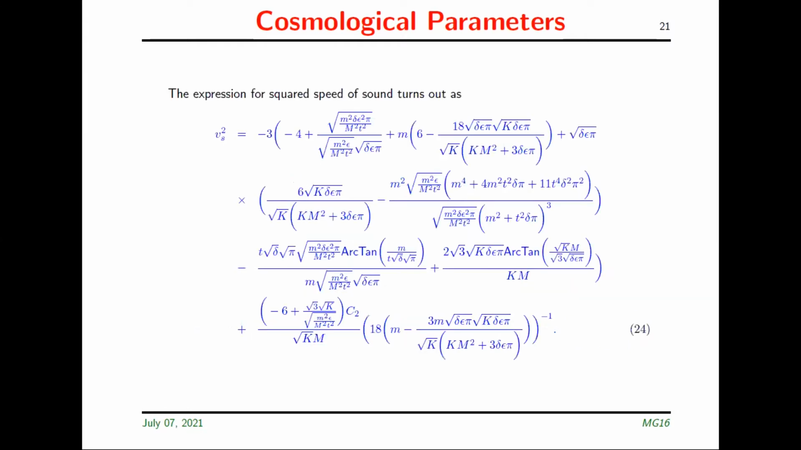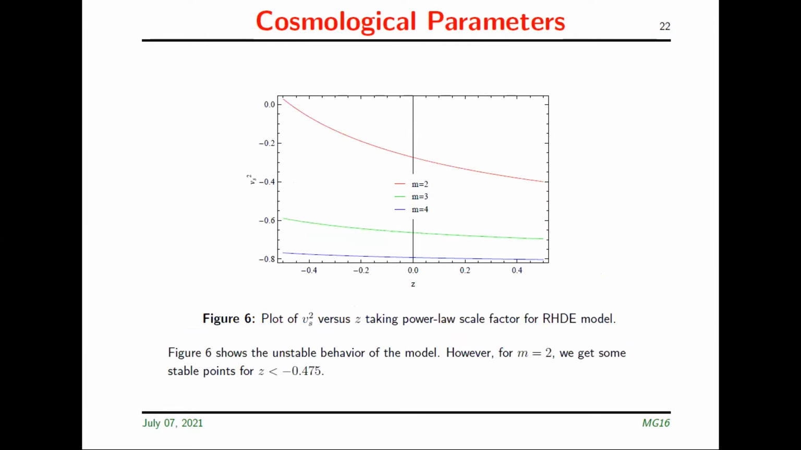So here is the squared speed of sound. Its plot is given here, and we can obtain stability only for m equal to 2 in the later epoch. For other cases of m, we obtain the squared speed of sound less than 0, which exhibits the unstable behavior of the universe, unstable behavior of our model.